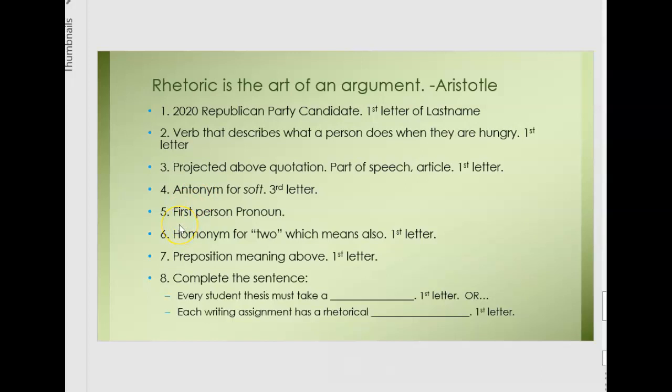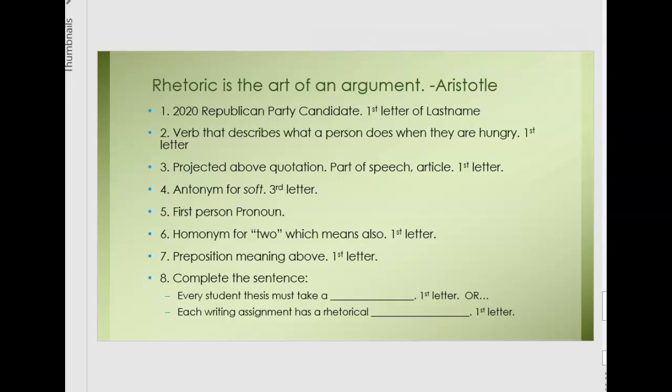Number 5 is the first person pronoun. The first person pronoun. Number 6 is the homonym for to, which means also, the first letter of that homonym. A homonym for to, which means also, the first letter. Number 7 is a preposition, which means above, the first letter. So it's like a directional preposition, right? A preposition meaning above, the first letter.